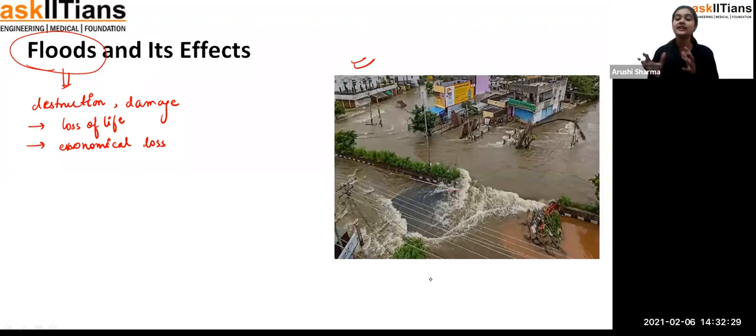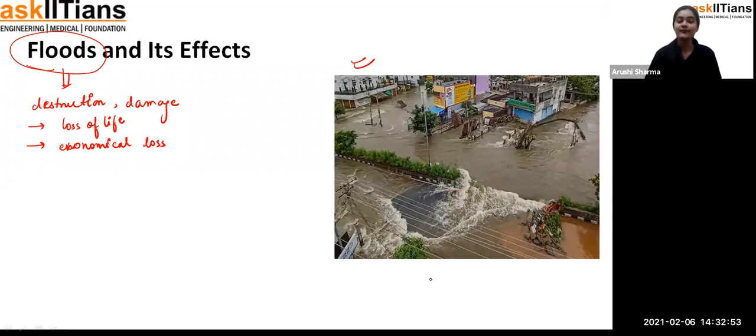So you can see, students, that if the level goes too high, it will definitely cause a flood. That's how a flood is a natural disaster, we can say. It turns into destruction and damage for human life, and not only for humans, I can say, but for animals and plants as well. And we have already discussed how it affects the life of the people.